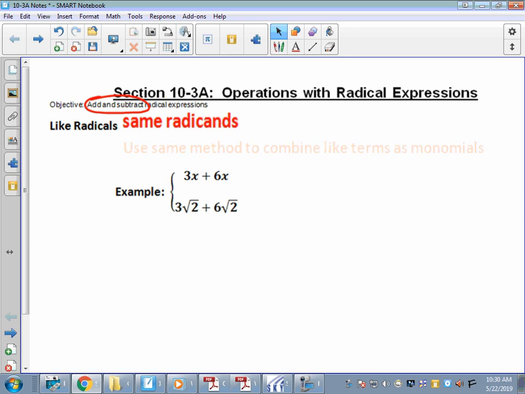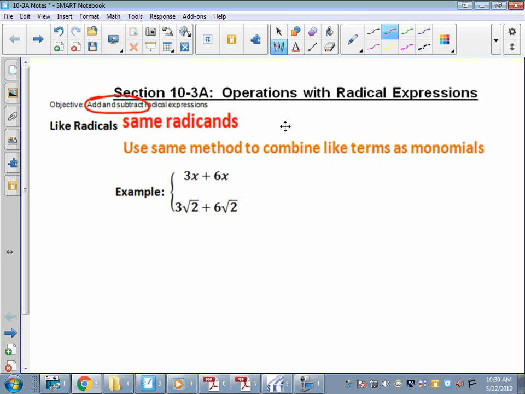We basically use the same method to combine like terms as we do with monomials, meaning that you add the coefficients and keep the variable the same. In this case, we're going to add the coefficients and keep the number underneath the radical, the radicand, the same as well. So here's some examples. You can see that we can combine these like terms because they both have an x. To do that, we would just add up the 3 and the 6 to get 9x.